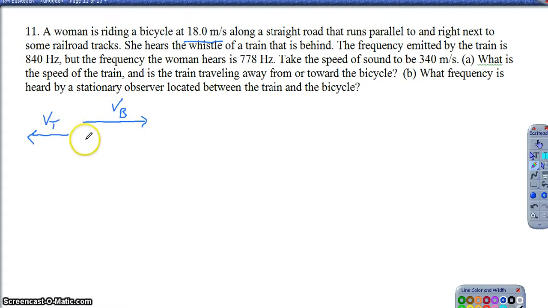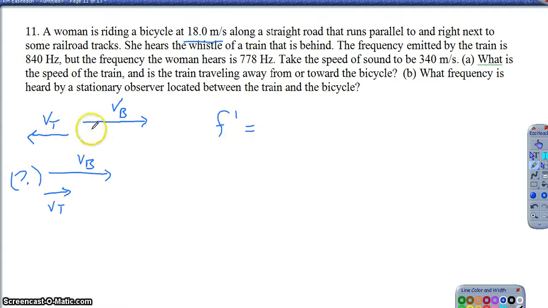Because in that instance, we know they're definitely moving apart, so the frequency would for sure be getting lower. The only other situation that would be possible here would be, what if the train was going the same way as she was, but if it was going slower than she was, the frequency would still be decreasing. Right, so we'll consider that in just a second as well. But let's start by assuming that they're just moving opposite directions.